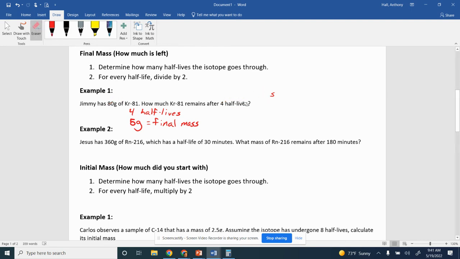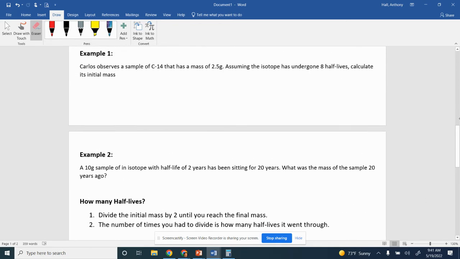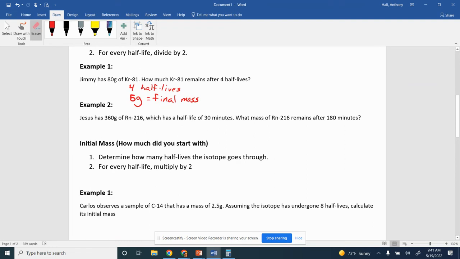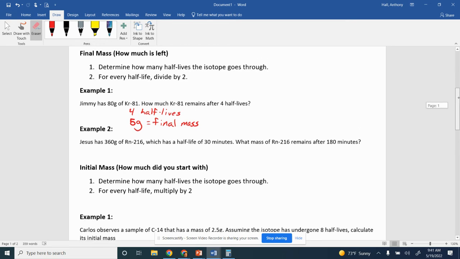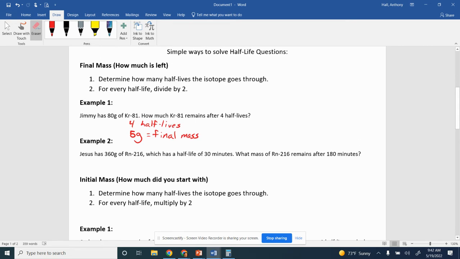Let's move to example 2, because in this one, I didn't just give it to you straight up. I wanted you to be able to figure it out. So example 2, Jesus has 360 grams of radon 216, which has a half-life of 30 minutes. What mass of radon 216 remains after 180 minutes? So did I give you how many half-lives there were? No. So if we come back to step number 1, it says determine how many half-lives. Well, how might we figure out, based on the information we have here, how many half-lives there were?